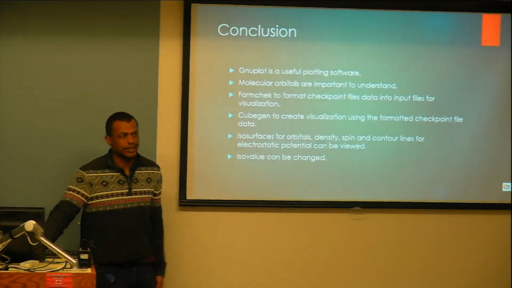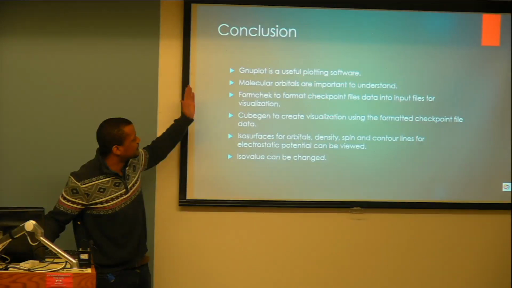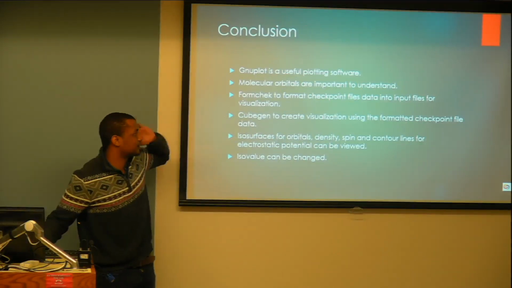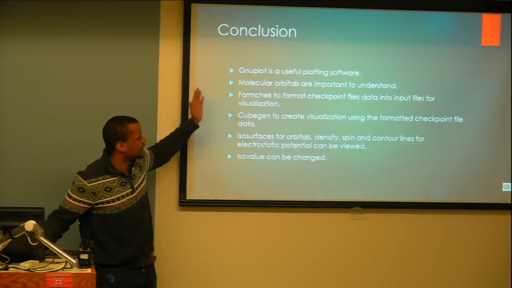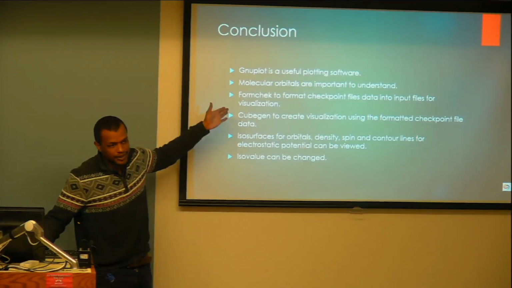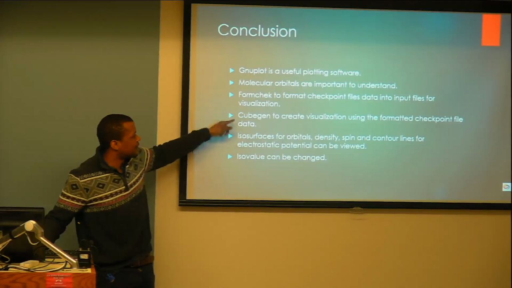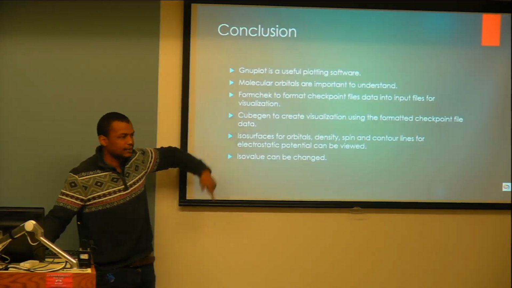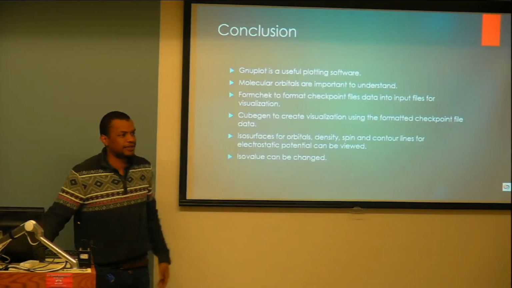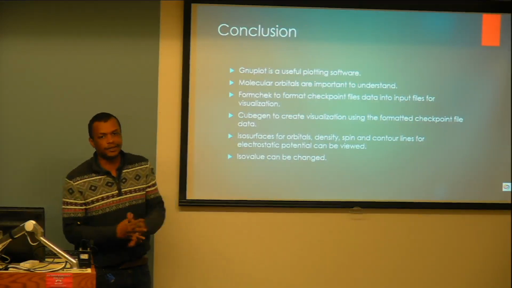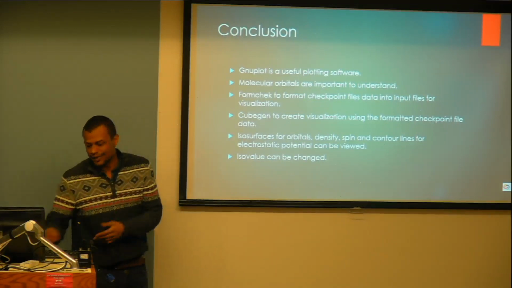So in conclusion, GNUplot is very useful for plotting two-dimensional molecular orbitals, which are important to understand. It's a basis for almost everything here. Formchk converts the checkpoint into a formatted checkpoint that can be used as an input for cubegen to generate output as cubes, and then these isosurfaces can be visualized, which you can also make bigger or smaller, or focus on higher values or lower values. So thank you very much for listening.